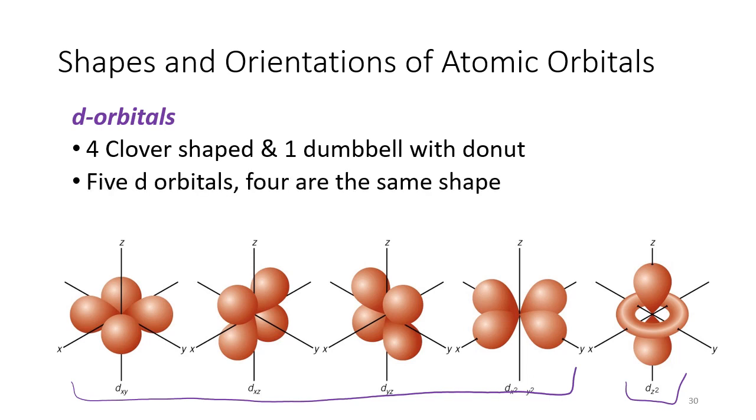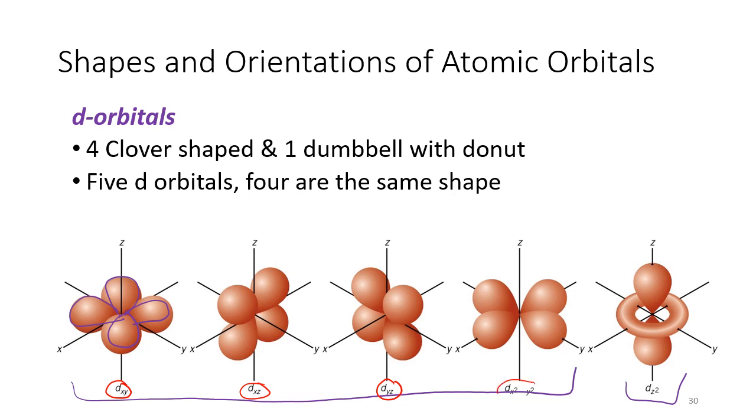The first 4 d orbitals that have the same shape consist of 4 lobes of electron density. So we have 1 lobe, 2 lobes, 3 lobes, 4 lobes. It's almost like 2 p orbitals together. The first 4 d orbitals only differ in their orientation around the nucleus. So we can think about them as lying in a plane. This first one is often referred to as dxy because it lies in the xy plane. This one would be dxz, lying in the xz plane. dyz lies in the yz plane.